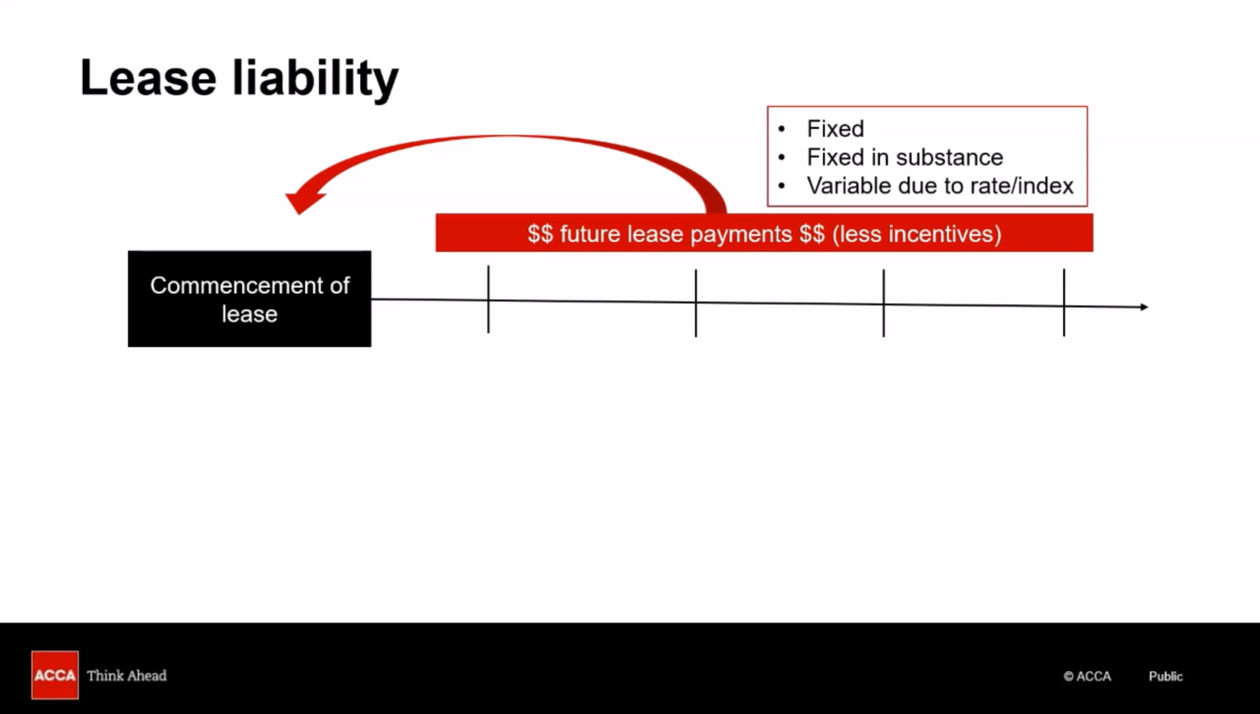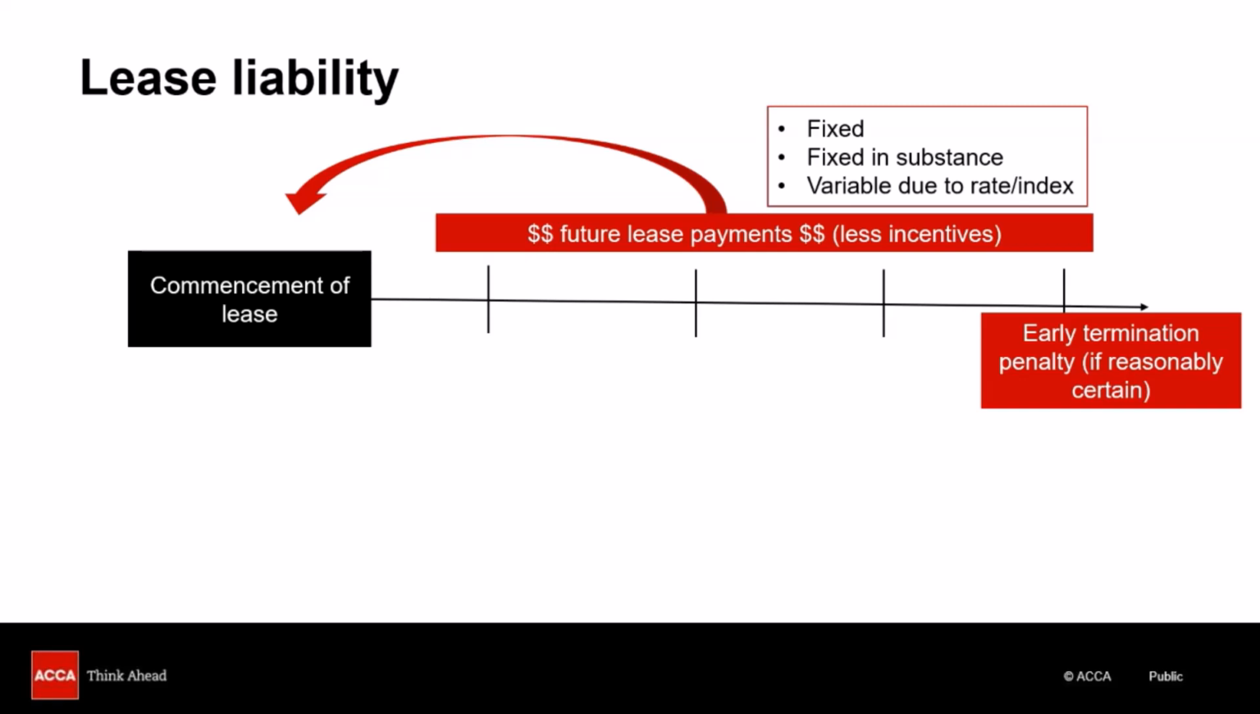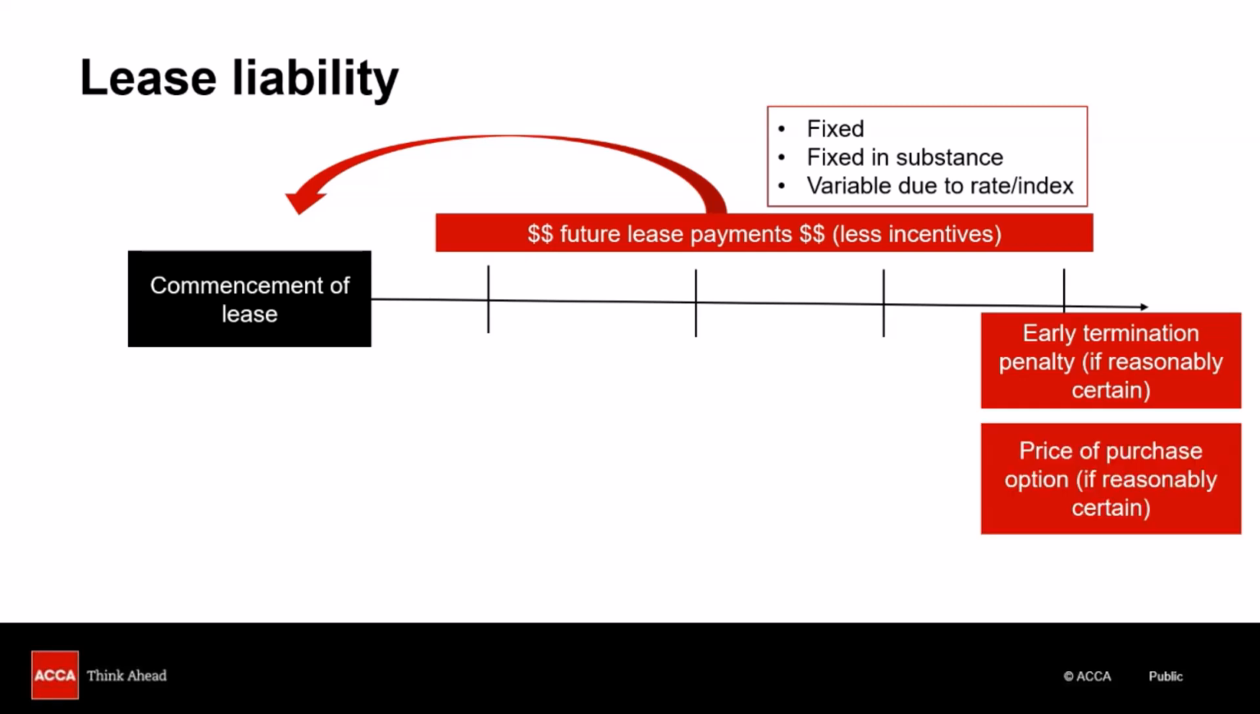Then there may be some payments which are variable and dependent on a rate or any particular index. For example, if we talk about RPIs, those variable lease payments are also going to be added in the calculation of present value of lease liability. However, if there is any payment which is linked to the sales, that is excluded from the value of the lease liability. Then if there is any early termination penalty, we have to see if it is reasonably certain that the lessee is going to opt for it. If that's the case, then that is also going to become a part of the lease liability.